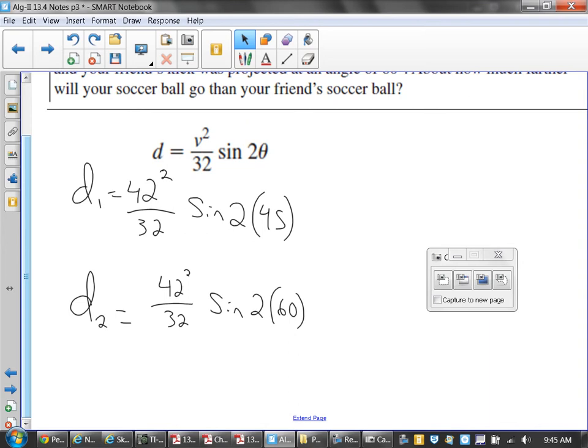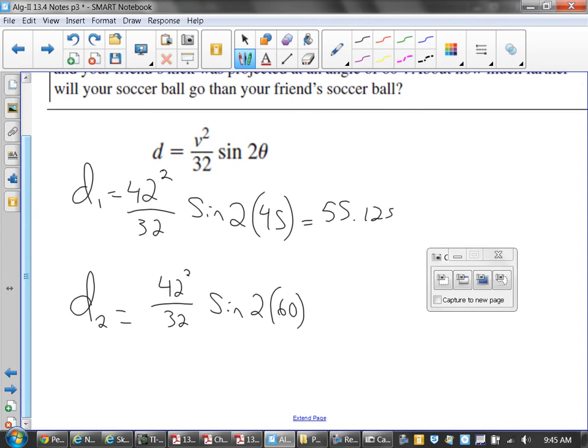So when you substitute this stuff in, again, what's the sine of 90? 1. So that's going to be an easy one to work with. So 42 squared, hit enter, divide that by 32. This one went 55.125. Again, you can type this into the calculator with the alpha y equals and create this whole string if you want.